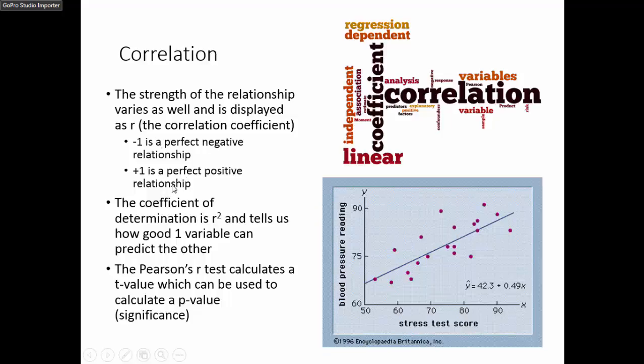Okay, a strong relationship is going to be closer to 1 or closer to -1, and a weaker relationship will be closer to 0. The coefficient of determination is just the correlation coefficient r squared, and it's called r squared. This tells us how well the variable is associated with the other one, or how much variation can be explained by each of the variables by looking at the other variable. The test we use is called the Pearson's r test, and it calculates a t-value, which then can be used to calculate a p-value, which is our significance.